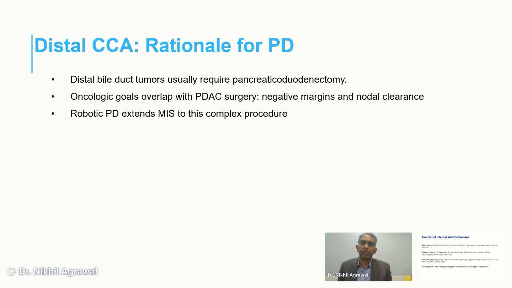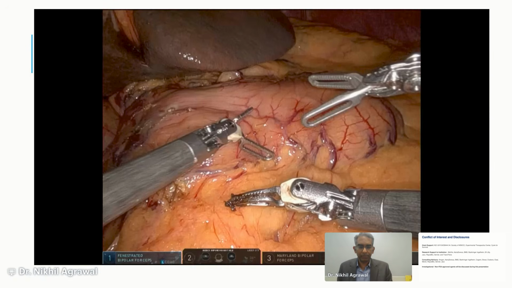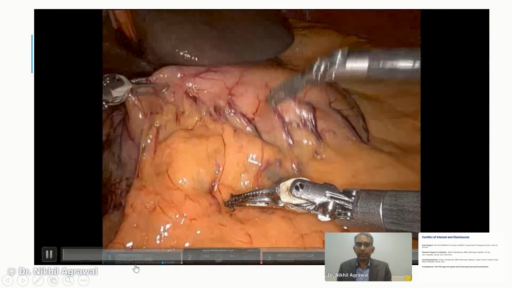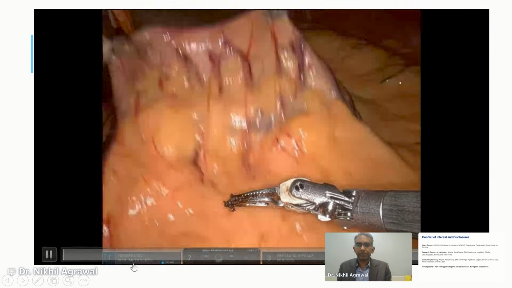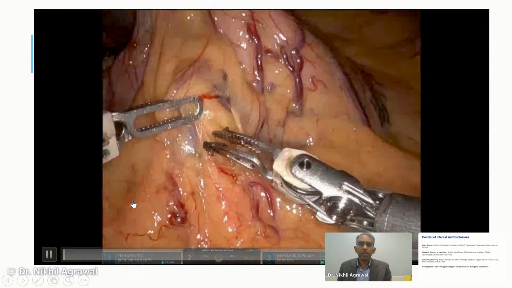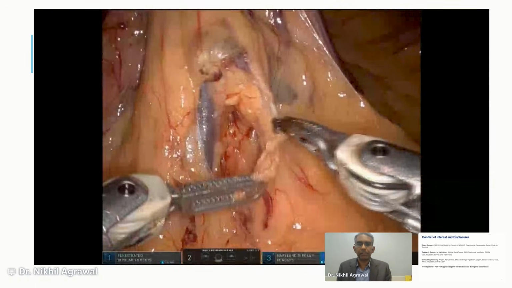We know this procedure for pancreatic ductal adenocarcinoma, and the goals of surgery are the same: a negative margin and nodal clearance. And if we talk about minimally invasive surgery for distal cholangiocarcinoma or a Whipple procedure, the advantages of robotics compared to laparoscopic are the same as we discussed for gallbladder cancer. And this is again a short video of a robotic Whipple procedure.